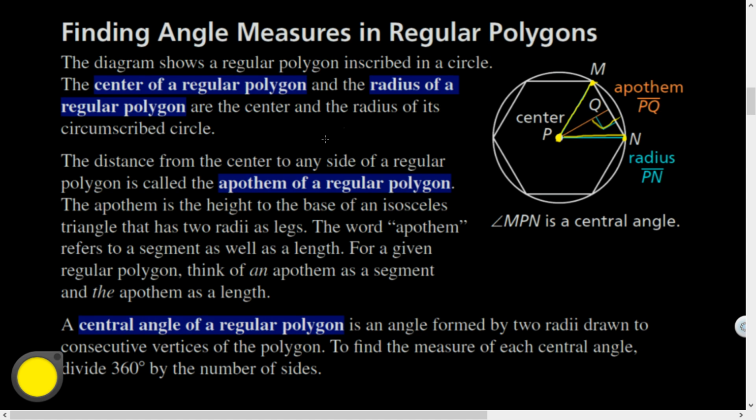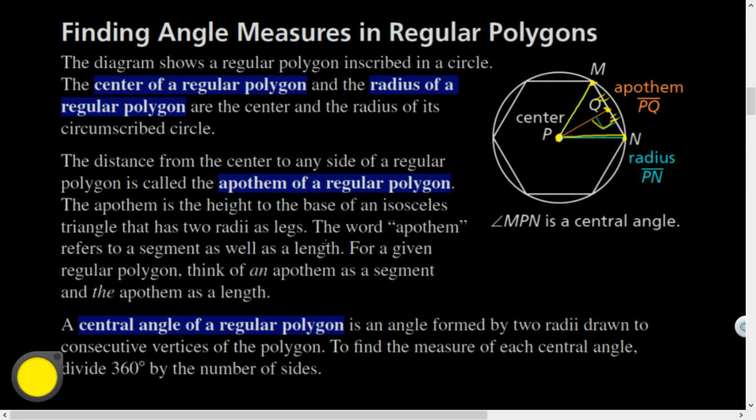And the apothem is the distance that goes from the center to the midpoint of the side. Okay, so it goes to the midpoint. You could actually even say it's a perpendicular bisector, because it is a perpendicular bisector. So that's the apothem. We're going to use that today.